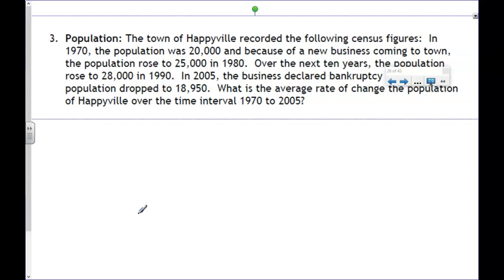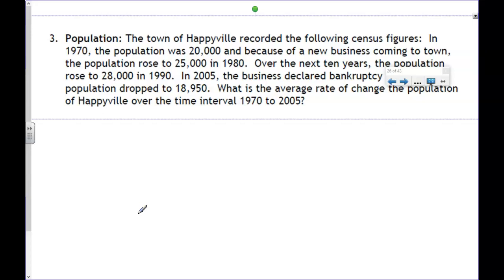So in this situation, the town of Happyville recorded the following census. In 1970, the population was 2,000, and because of a new business coming to town, the population rose to 25,000 in 1980. Over the next 10 years, the population rose to 28,000. In 2005, the business declared bankruptcy and the population dropped to 18,050.